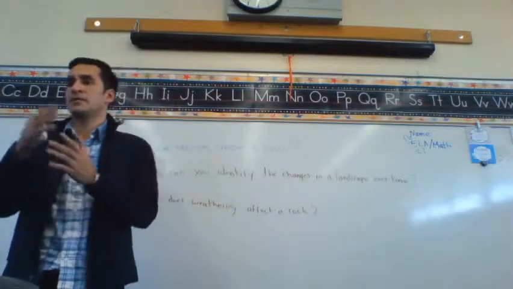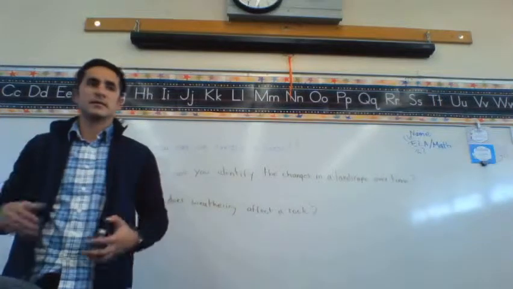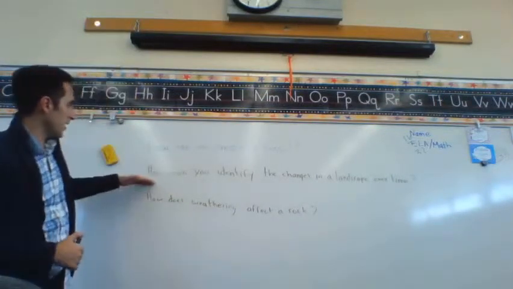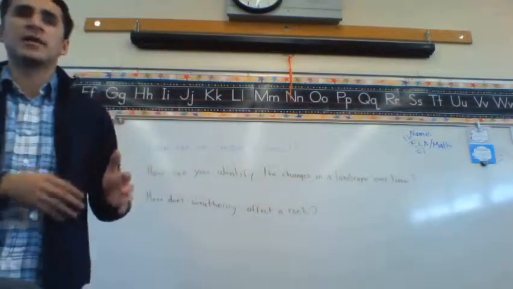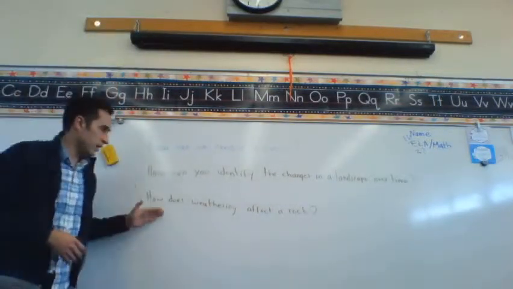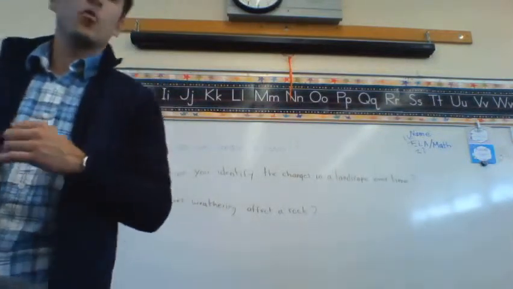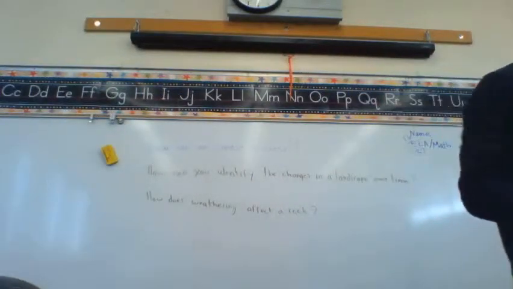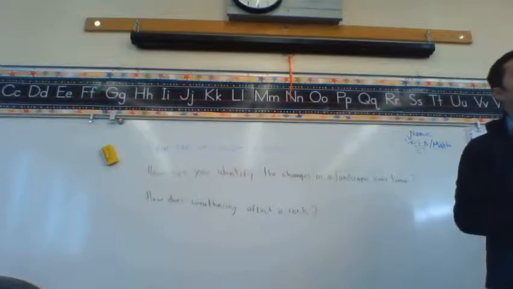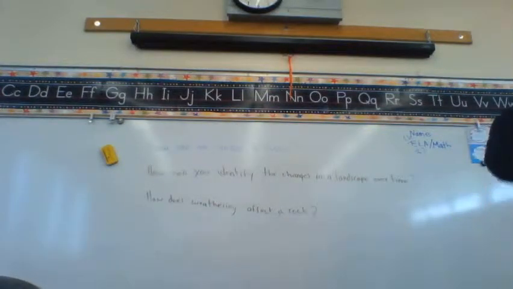That has different areas. That has a river. Okay? That has mountains. It can have different things. That's a landscape. So we're going to learn how you can identify the changes in a landscape. How does it change over time? Okay? And number three, how does weathering affect the rock? We're going to learn about weathering. What is weathering? How does it affect the rock? How does weathering affect the layers of the earth? Okay? How do fossils exist? All of those things we're going to be learning.